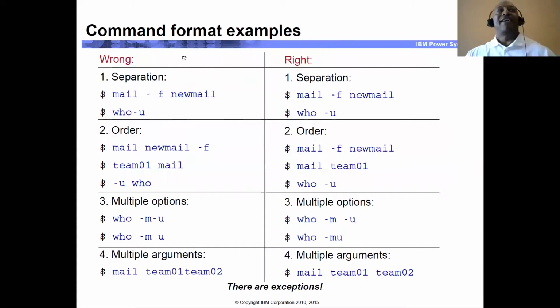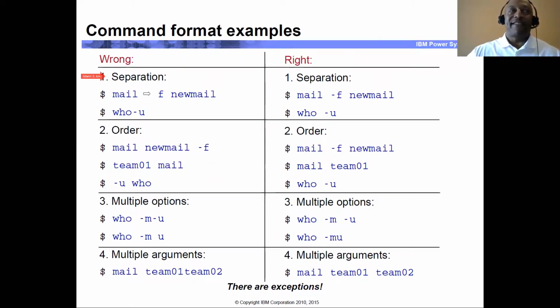Now, here are some command format examples. The incorrect way, what they call here the wrong way, and then the potential right way. Just take a look at this for a moment. You can see what's going on here. Separation: the customer utilized incomplete separation of the commands. They presented the command, then options, but they separated the option: a dash, then a space, then an F, then a space, and then the argument.